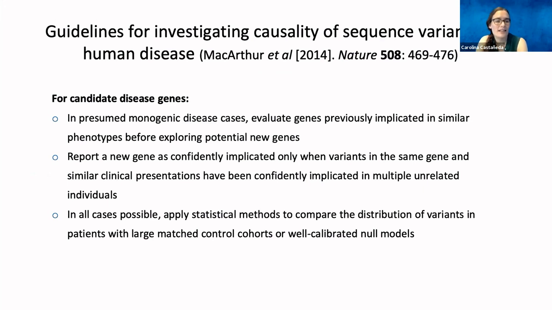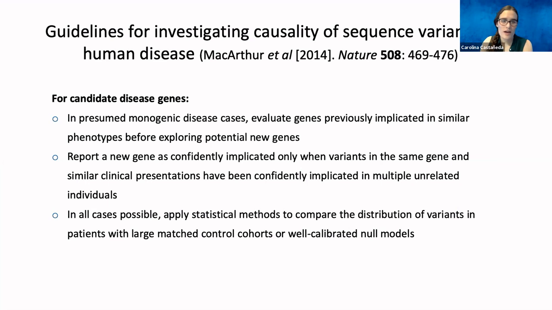And at last, in all cases possible, apply statistical methods to compare the distribution of variants in patients with large matched control cohorts or well-calibrated null models. This will help you be sure that what you're seeing is not happening by chance, but because it is actually related to the phenotype or the disease that you're studying.